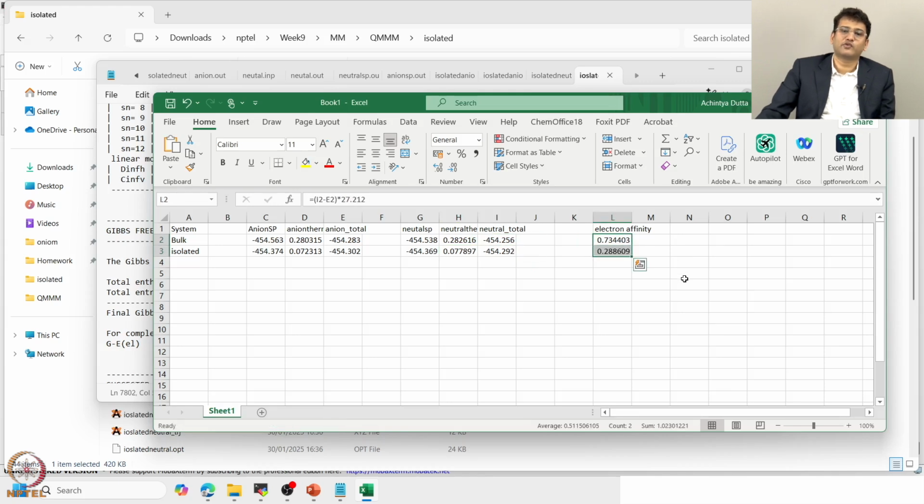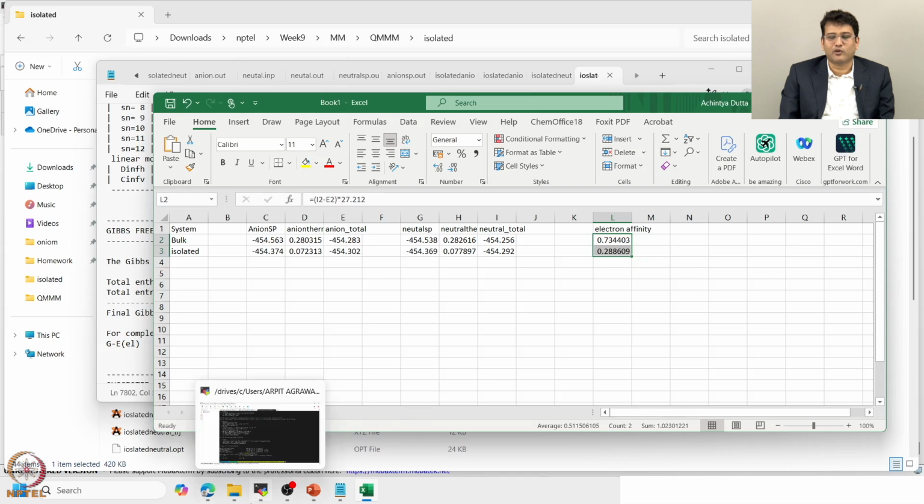So the electron affinity value for the isolated case is much smaller than what you get in the bulk. Although I am calling it bulk, it is actually microsolvent because of 10 water molecules. Now, if you want to think why this happens, it is because the water molecules can preferentially stabilize the anion over the neutral. So when water molecules are there, they stabilize the anion more, which leads to an increase in the electron affinity. So whatever behavior you see in the gas phase may be completely different in a solvent phase. In the next weeks, we are going to describe more about the solvent effects.